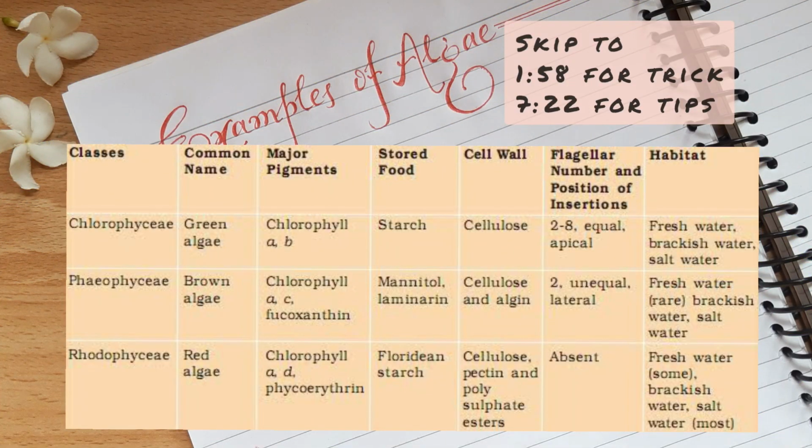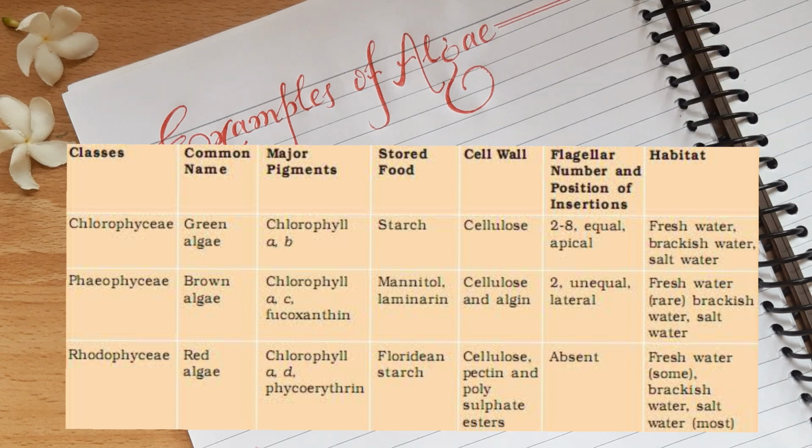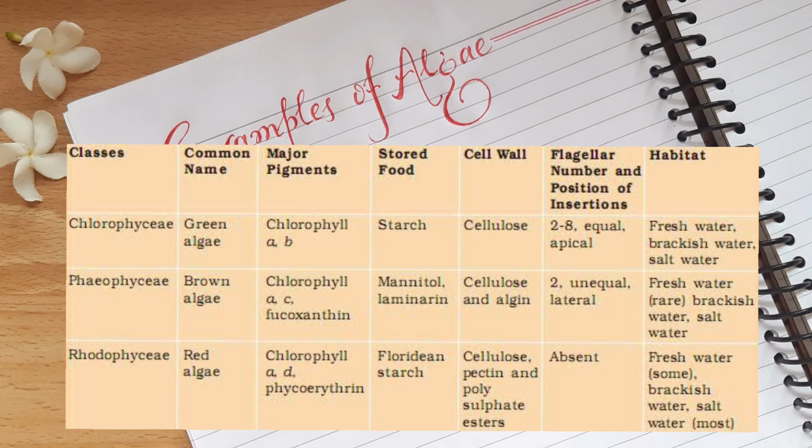Now before we start, let's just look at this table. This one is in your NCERT Class 11 Biology. So this table basically shows all the three classes of algae and the differences between them. First one is Chlorophyceae, which is green algae, Phaeophyceae, brown algae, and Rhodophyceae, which is red algae. Now in the next column, you can see all the major pigments which are present in these three types of algae. The first one is chlorophyll A, B. The next one is chlorophyll A, C, and fucoxanthin. Fucoxanthin is a xanthophyll pigment which is responsible for the brown color of this algae. Then the next one has chlorophyll A, D, and phycoerythrin. Phycoerythrin is responsible for the red pigment in Rhodophyceae.